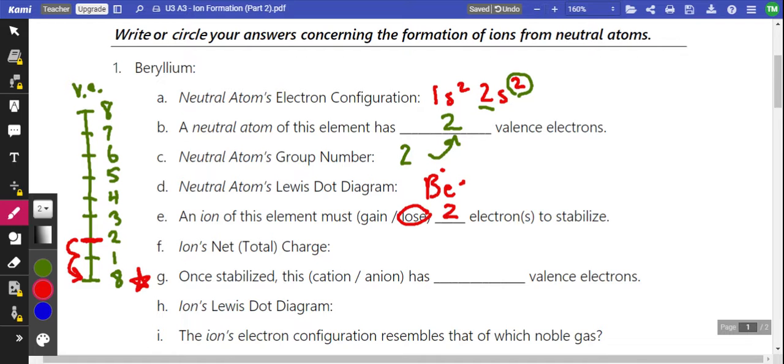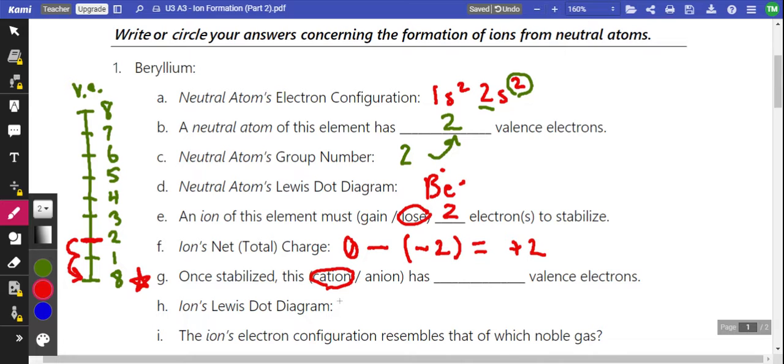Okay, so what's going to be its charge? Well, it starts neutral, so it's got a charge of 0. We lost 2 electrons, so that means we're going to be subtracting -1 for each electron. So if we lost 2 electrons, that's -2 charge. So if we are losing 2 electrons, that's minus -2. That flips it to a positive, so our charge comes out to be +2. Okay, so once stabilized, this ion is going to be specifically a cation. It's going to be positive.